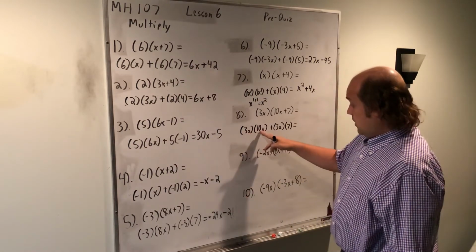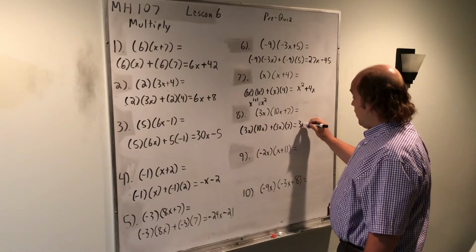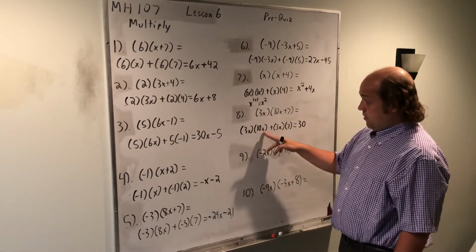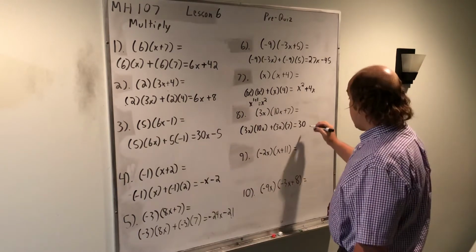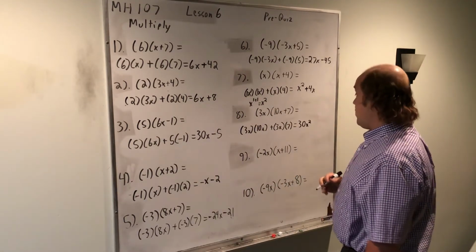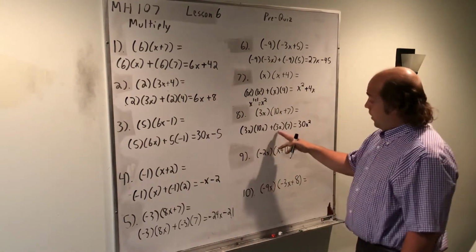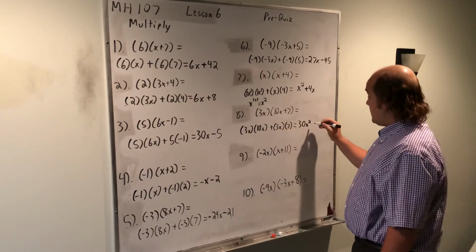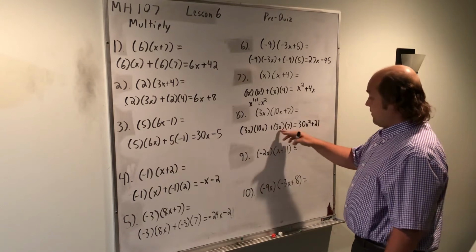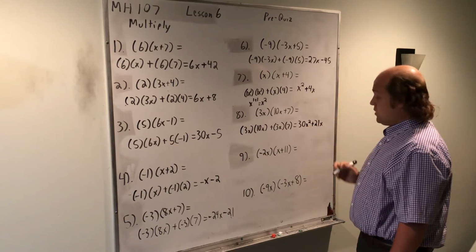I do 10 times 3 to give myself 30. Then I do the x times x, and for the same reason as above, when I multiply x times x, I wind up with x squared as the variable on that term. When I multiply 3x times 7, 3 times 7 gives me a positive 21. Then I have this single power of x term that stays with it.